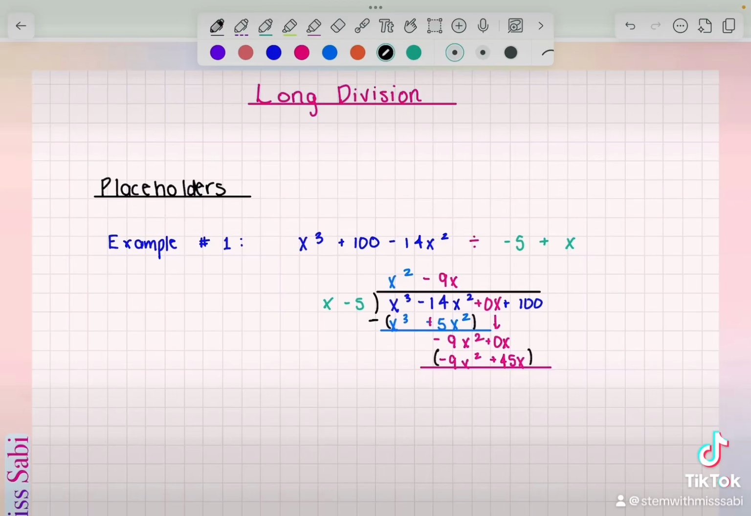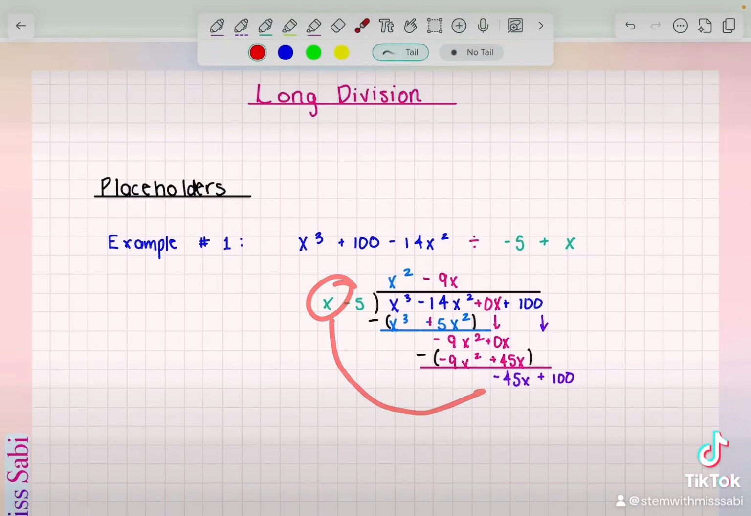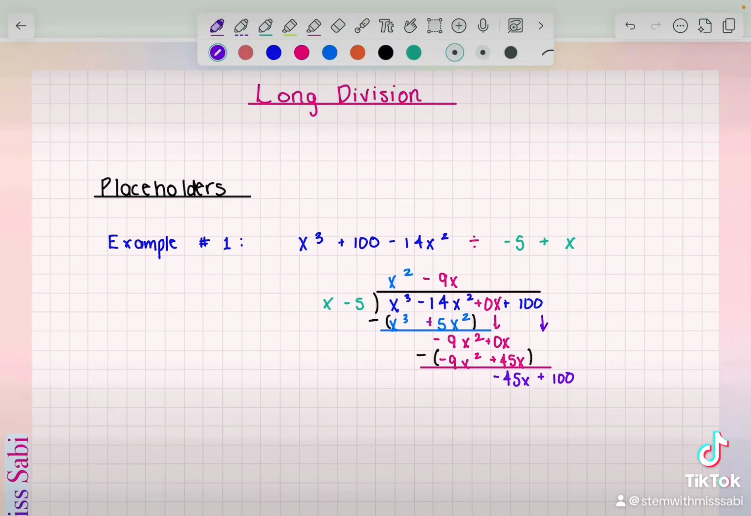Okay, and then we're going to do the same thing. Subtract. Okay, so we're going to subtract. So then the negative 9x squared becomes positive. And the positive 45x will now become negative 45x. Then we'll bring down that 100. And then ask ourselves again, how many times does x go into negative 45x? Well, that is negative 45. So we have negative 45x. And then negative 45 times 5.